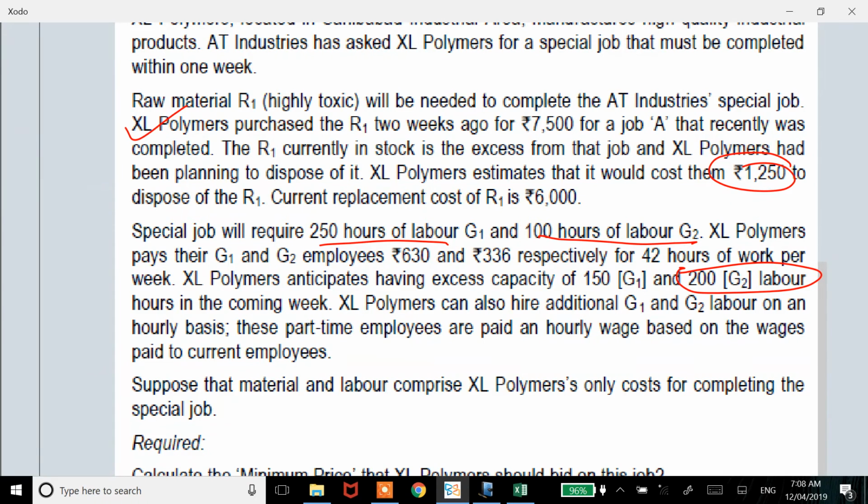When it comes to G1, you need 250 hours. For 150 hours, the relevant cost is 0. For the balance 100 hours, the relevant cost is 630 by 42 into 100, because you will have to end up recruiting them. Any doubts on this part? Clear?